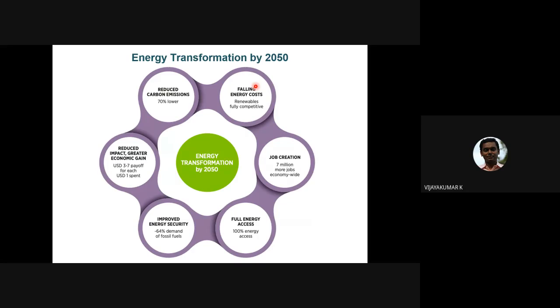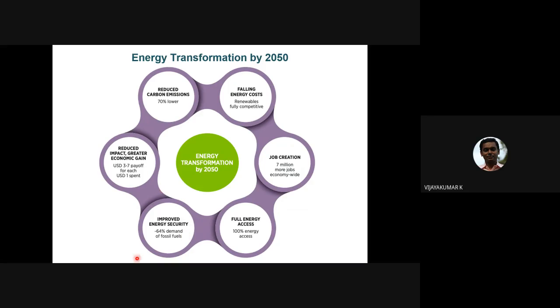But 15 days back, there was news that NTPC is ready to supply power at 2.1 rupees per unit. That's the lowest bid in the bidding process. So we can say the energy cost is coming down day by day because of these renewables, right?